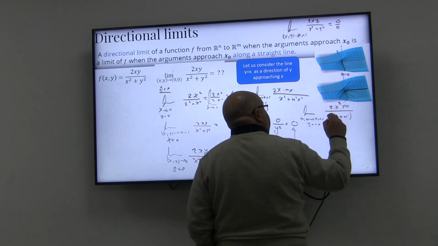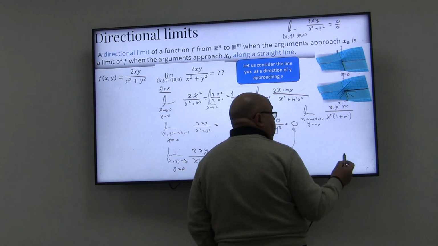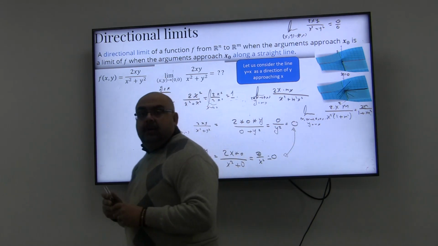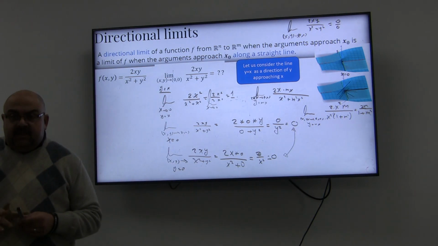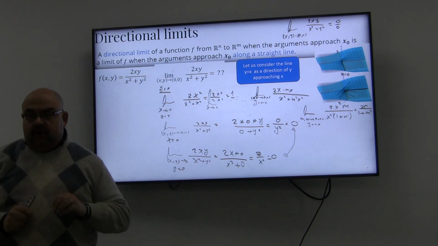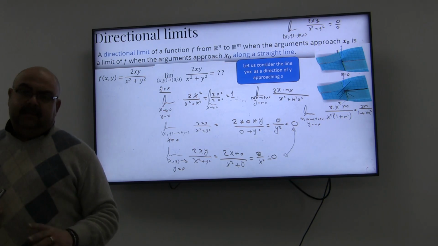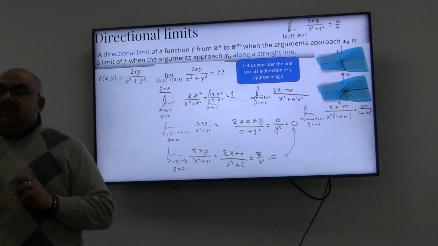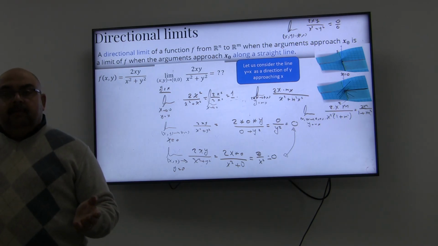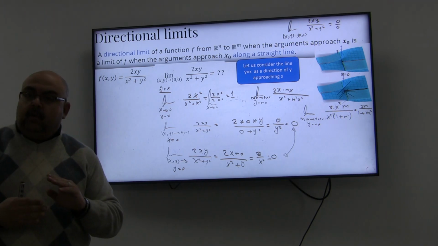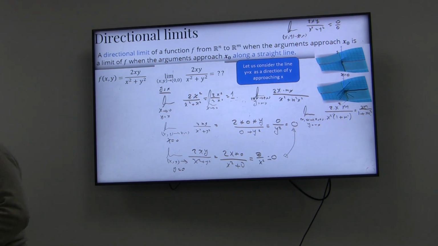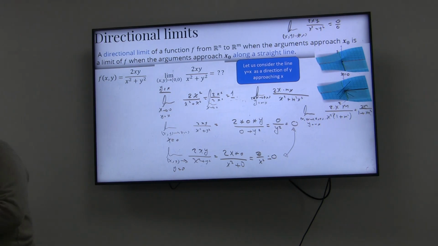So just eliminating x squared from the numerator and the denominator will leave you with 2m divided by 1 plus m squared, as you can see. So in this case, the limit of this function at the origin, Mr. Ahmed, doesn't exist. How did I know it doesn't exist? As you can see, the values are not equal: from y equal to x, y equal to 0 or x equal to 0, or the general case of y equal to mx. From all of this, the limit can't exist.